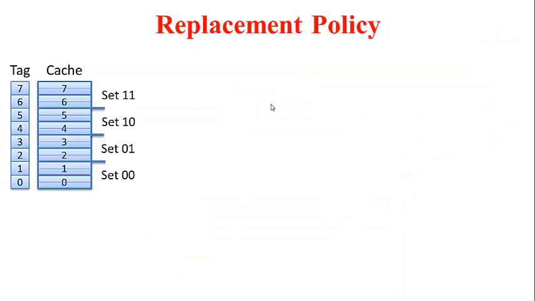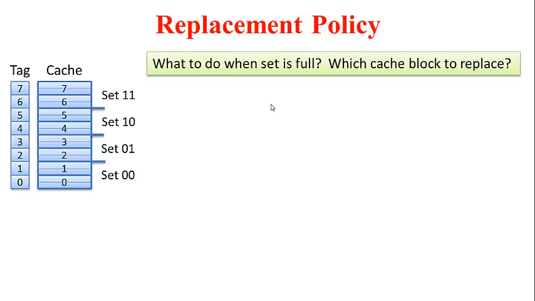One important component in the design of a set associative cache is what is known as the replacement policy. This refers to the scheme we are going to use to determine which cache block to evict when the set is full and another cache block from main memory is going to come into the same set.